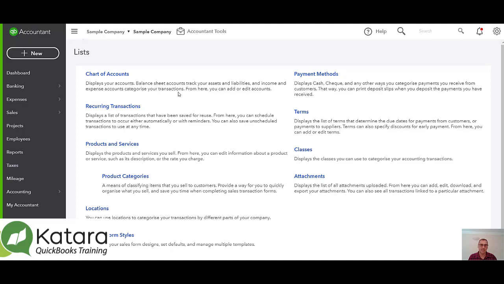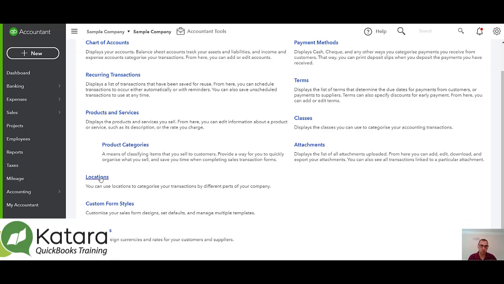The other lists that are in here, which arguably are not as important but certainly have their uses: recurring transactions. So when you have a repeating invoice or bill in the system, you can set it to recur, and that will be on your recurring transactions list. We also have lists of locations and classes if we're looking to split the reporting into different areas, different segments within QuickBooks. Custom form styles is taking us to our different styles of invoice template.